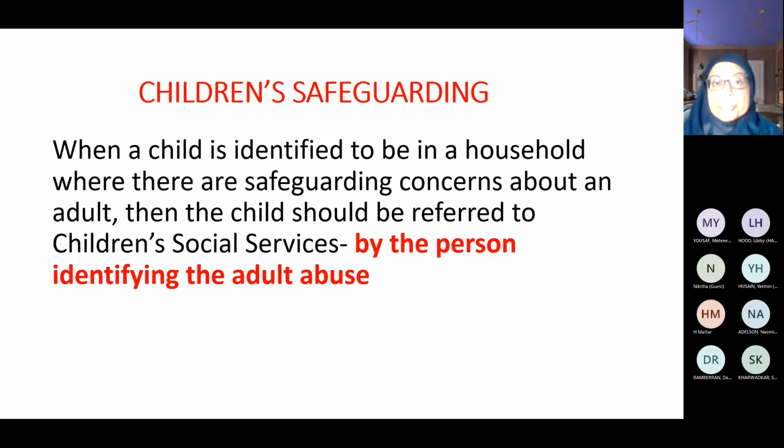So just to reinforce the point, with children's safeguarding, when a child is identified to be in a household where there are safeguarding concerns about an adult, then the child should be referred to Children's Social Services. That's fine, isn't it? We know that. But the key thing is by the person identifying the adult abuse. So that would be you if you're making that referral. We could be thinking, well, we're referring to adult social services anyway. They're going to come in, they're going to do the assessment, and they'll pick up the children and they'll make the referral. And in fact, that's better, isn't it?